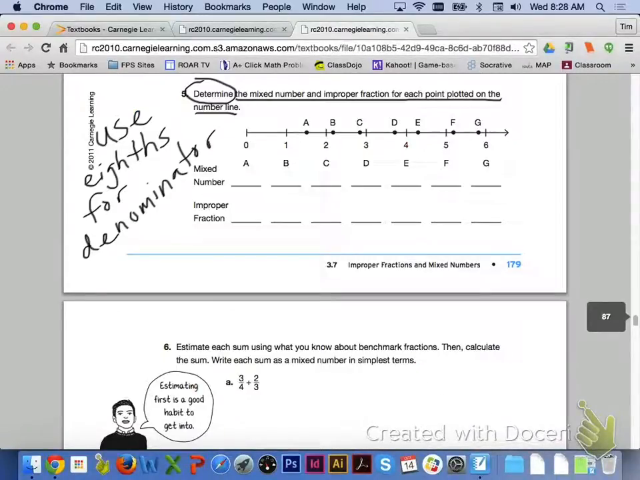Number 5 tells us to determine the mixed number and improper fraction for each point that is plotted on the number line. What I would like you to do when writing out your mixed number and improper fraction is to use eighths for your denominator. So go ahead and do number 5 with your group members.